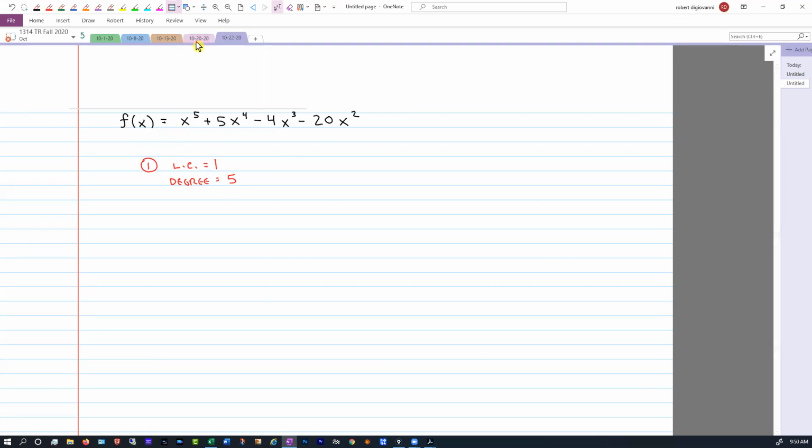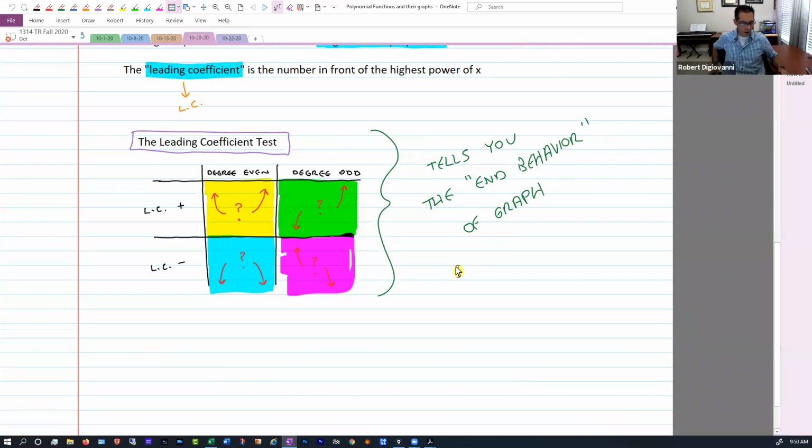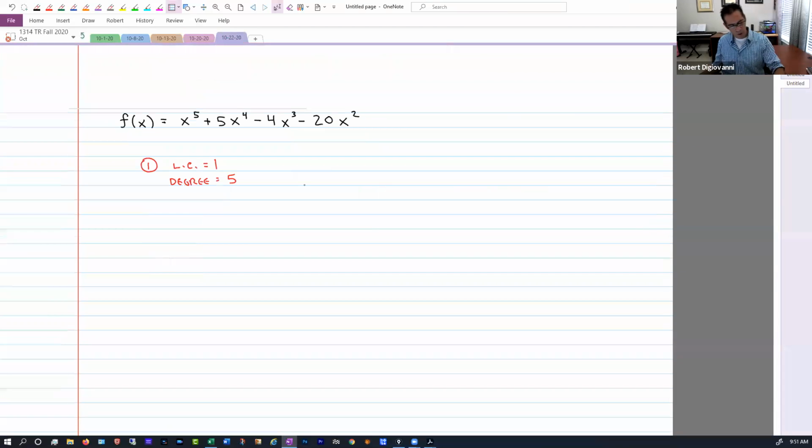I'm trying to find the table. I'll bring it up for you. There you go. So which one are we? Yellow, green, blue, or purple? Green. Right? Everyone, we've got an odd degree and a positive leading coefficient, which means we're here. So the left side's going to go down, the right side's going to go up. Left side down, right side up. We don't know what's happening in the middle.